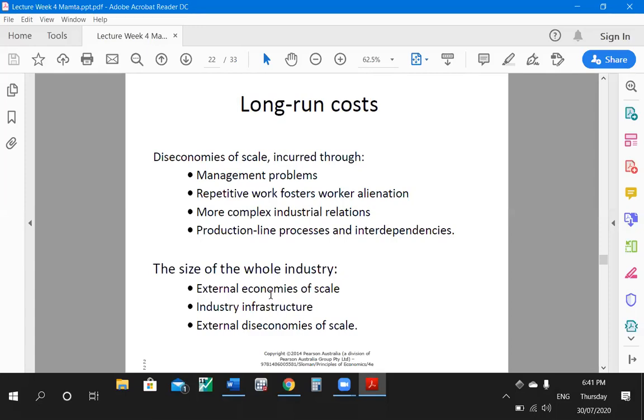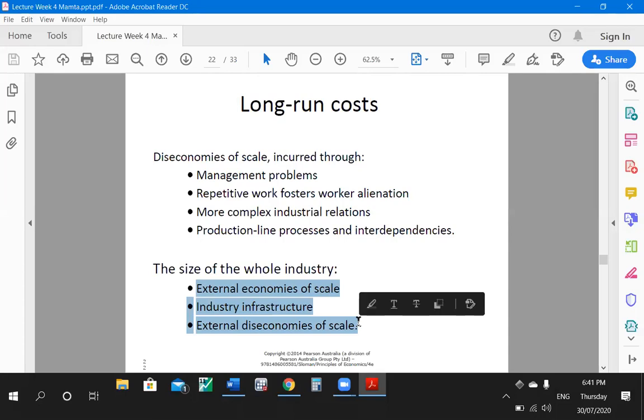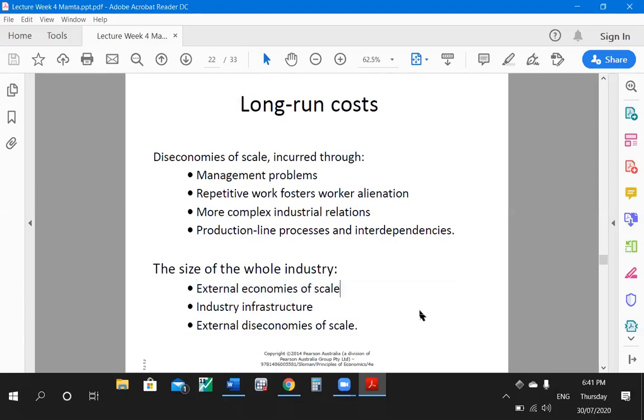Size of the whole industry and external economies of scale, industry infrastructure, it depends on this, like how big an industry will be. It depends on how much they can get external economies of scale. If an industry is having lots of facilities provided by the government and the industry itself, it will grow faster. And they get both economies of scale and diseconomies of scale, internally and externally.